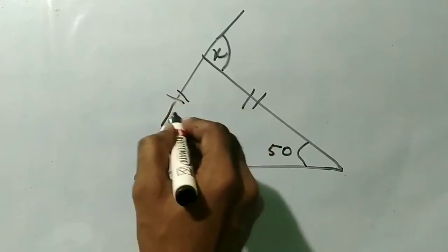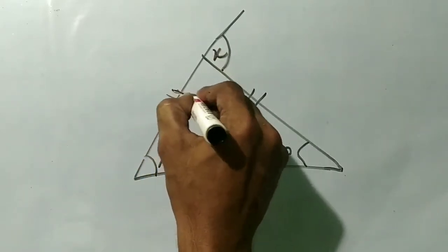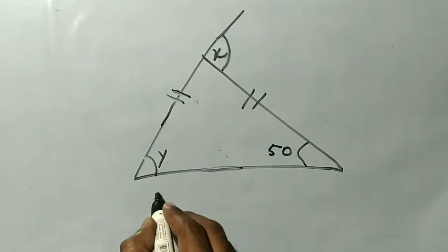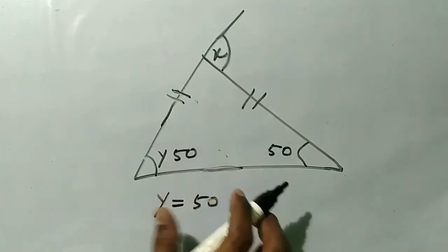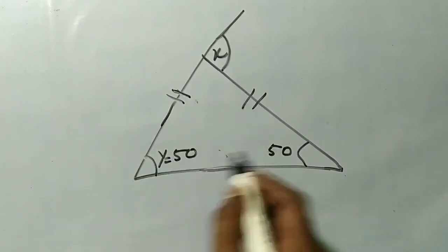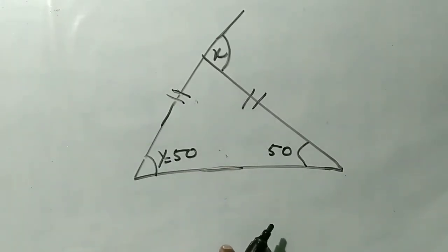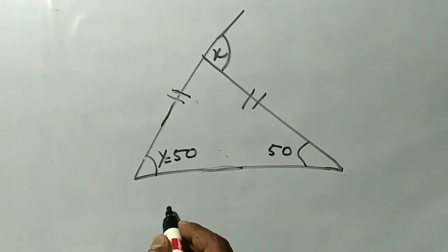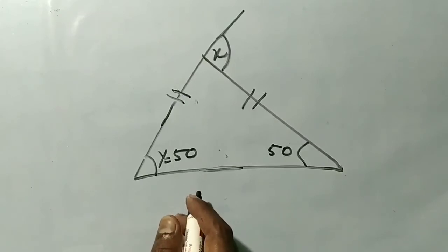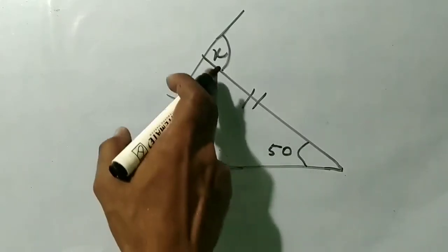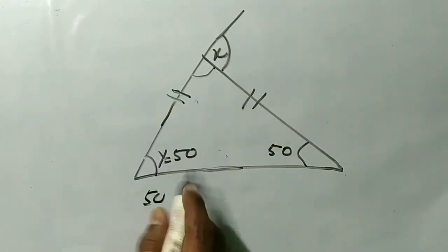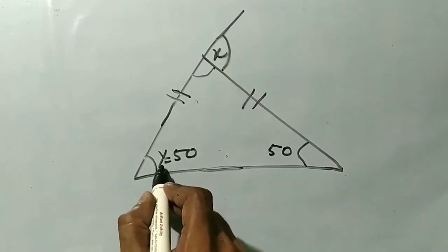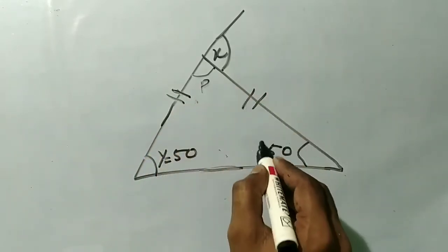In this way, the question is given. So angle x and y. Indirectly we get y is equal to 50, because two same sides create two same angles. Then the summation of interior angles of a triangle is equal to 180. These three angles summation is equal to 180. Let us consider this one: this is y, this is p, this is q.